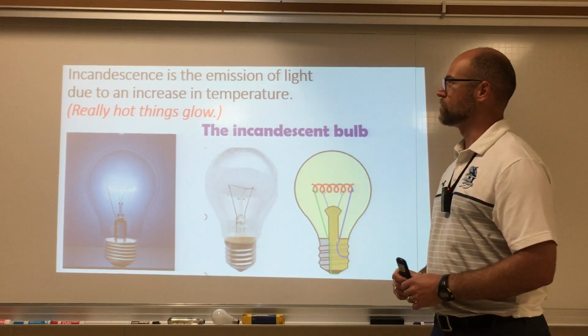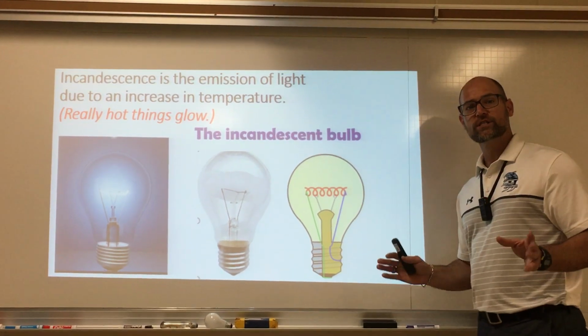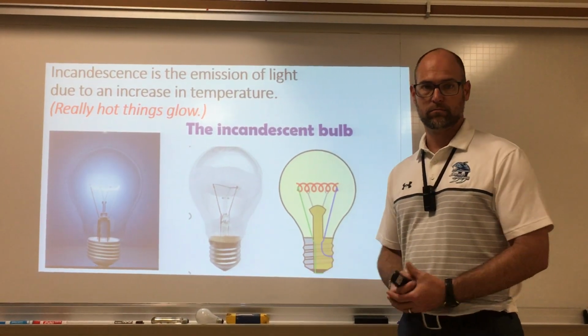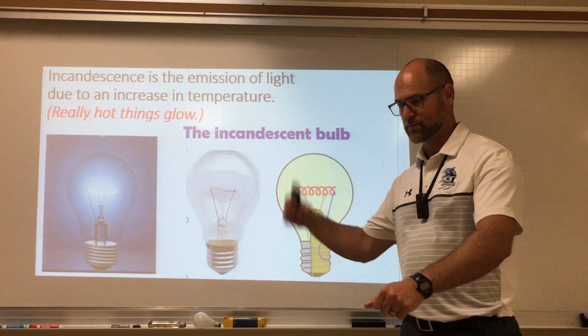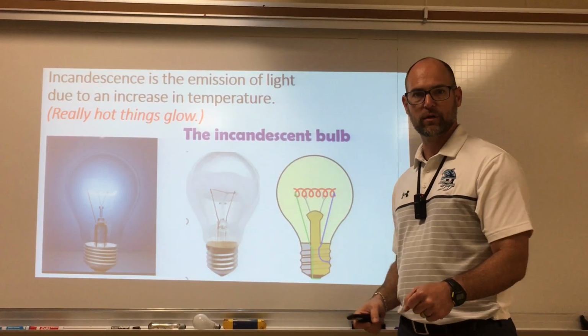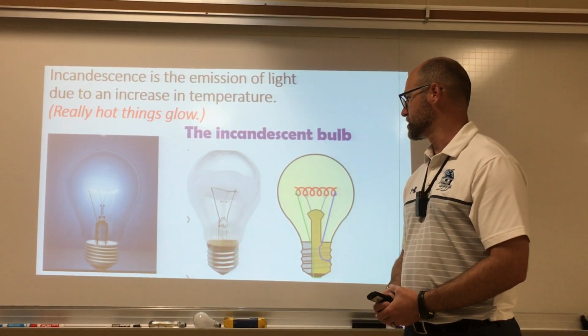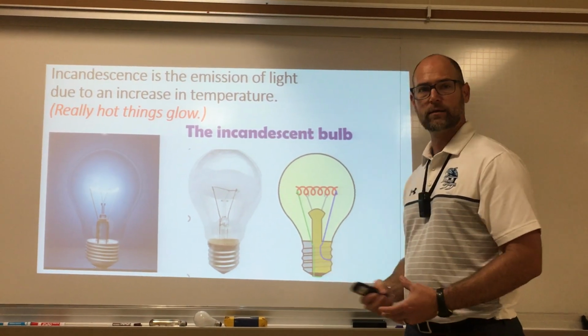These are our incandescent bulbs. Incandescence is the emission of light due to an increase in temperature. Basically the idea that hot things glow. Campfires glow, lavas glow. If you see an old blacksmith hammering on something and the metal gets really hot, it glows. It gives off light, and this is one way the technology has harnessed that phenomenon and brought light into a dark world.